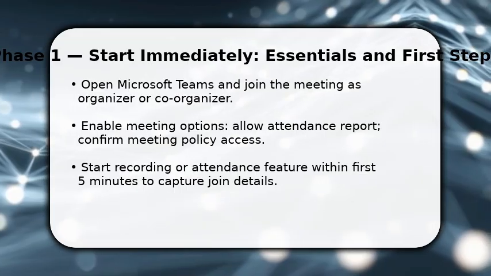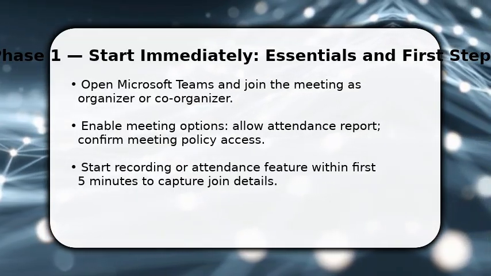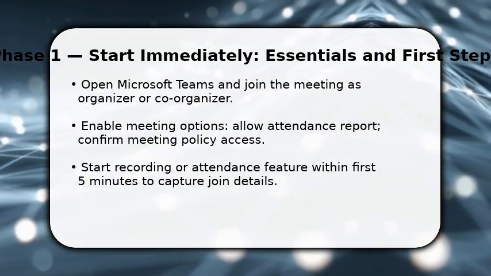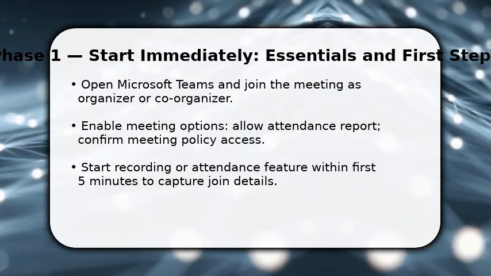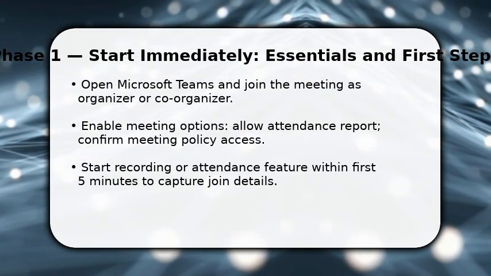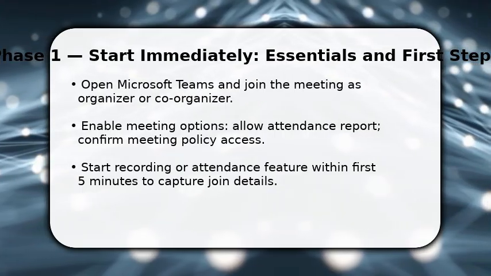Start the meeting promptly and hit record or enable the built-in attendance tracking within the first 5 minutes so join and leave events are logged. You do this now to ensure Teams registers participants accurately, not later when the list is incomplete.